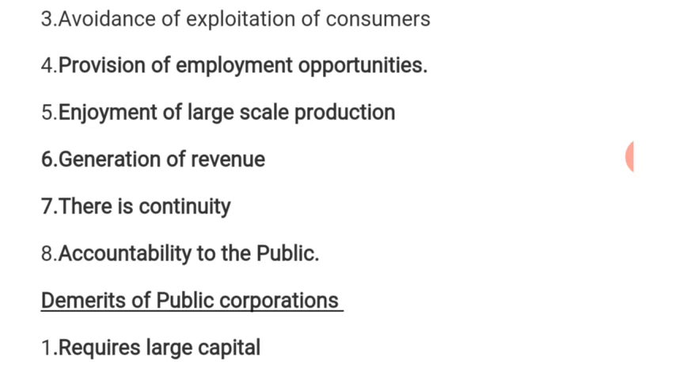Then number six, generation of revenue. From these corporations, government is also generating revenue. Then number seven, there is continuity. When public corporations are established at one time, for example, during the time of the Buhari government, any government that succeeds Buhari will also continue in financing such corporations.